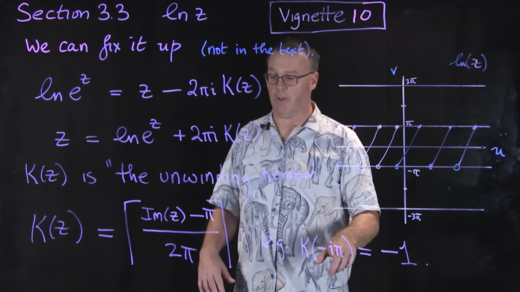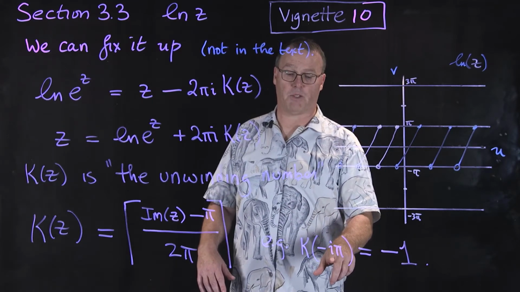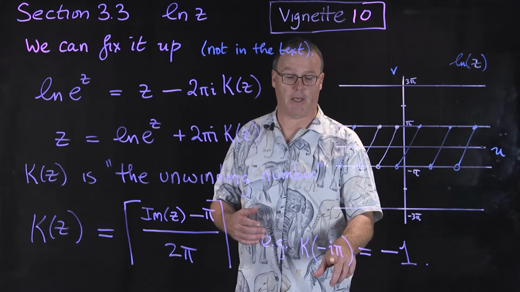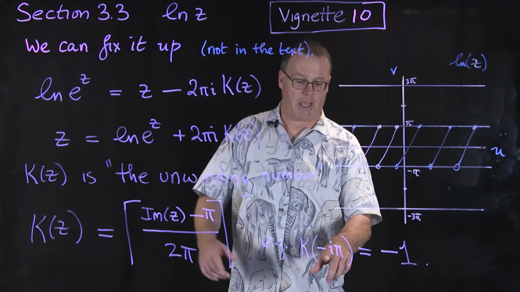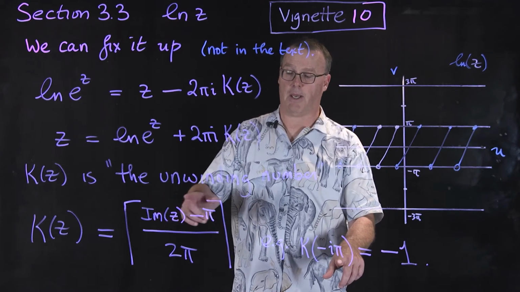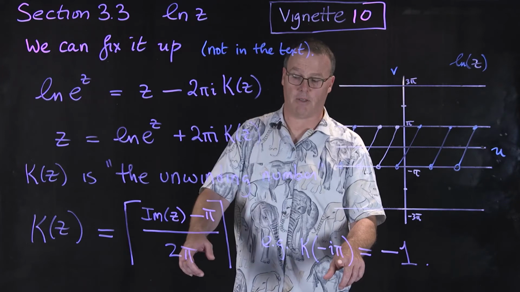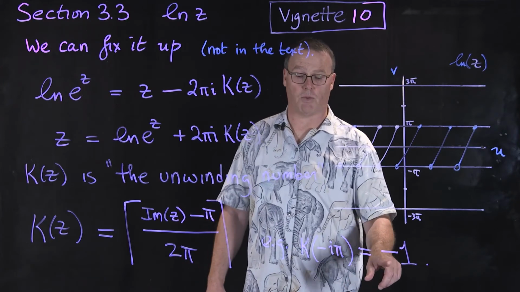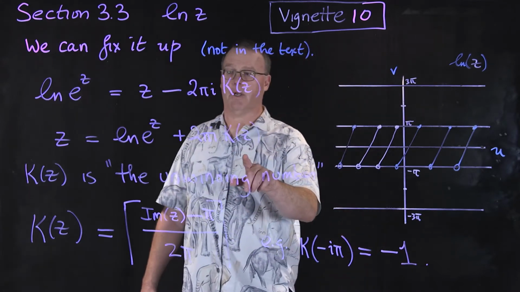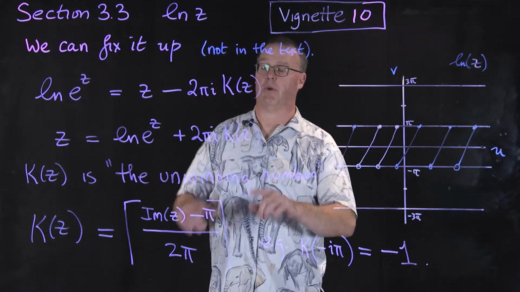So for example, minus i pi, the one that gave us problems in the example of e to the minus i pi, if you take the imaginary part of minus i pi, that's minus pi. Minus pi minus pi is minus 2 pi. You divide by 2 pi, you get minus 1. This factor allows us to fix up this equation.